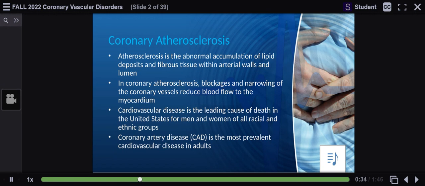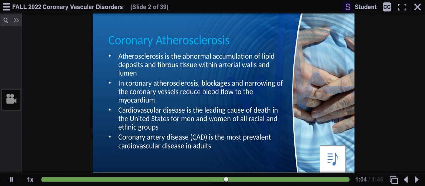So, the most common cause of cardiovascular disease in the United States is atherosclerosis, or coronary atherosclerosis, which is defined as an abnormal accumulation of lipids or fatty substances and fibrous tissue in the lining of arterial blood vessels. These substances will block and narrow the coronary vessels in a way that reduces the blood flow to the myocardium.